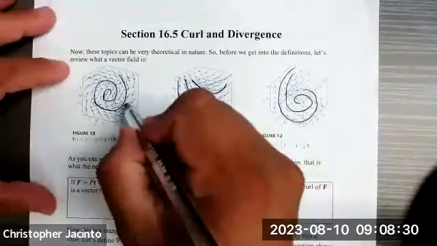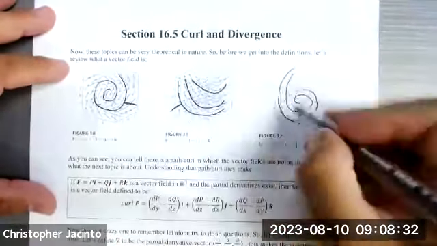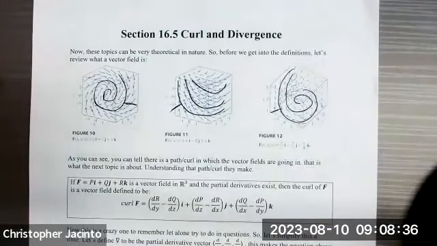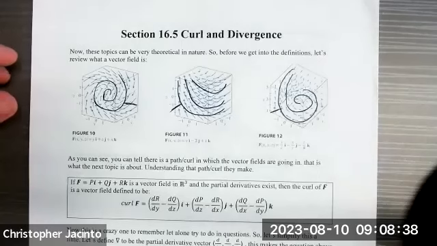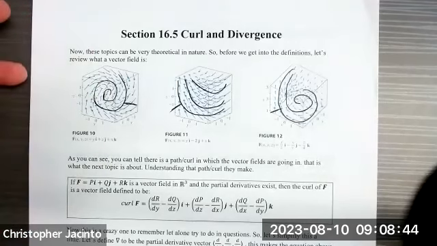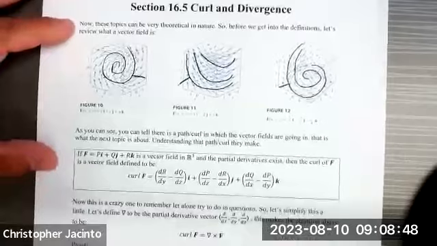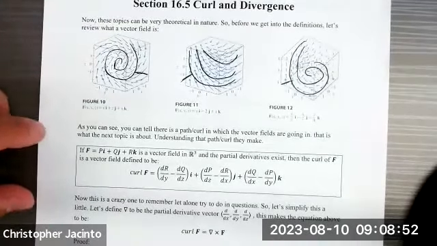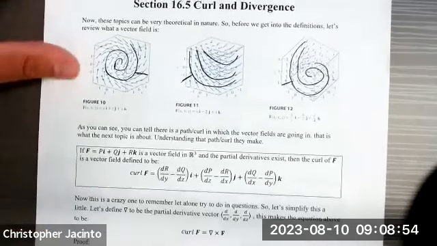Now, this right here is what we're going to be talking about first. Those are called curls, or paths, in vector fields. A vector field itself ends up giving you another vector, and that's what the curl is going to be. So as you can see, there's a path or curl within the vector field. Now, how do we find the curl itself?